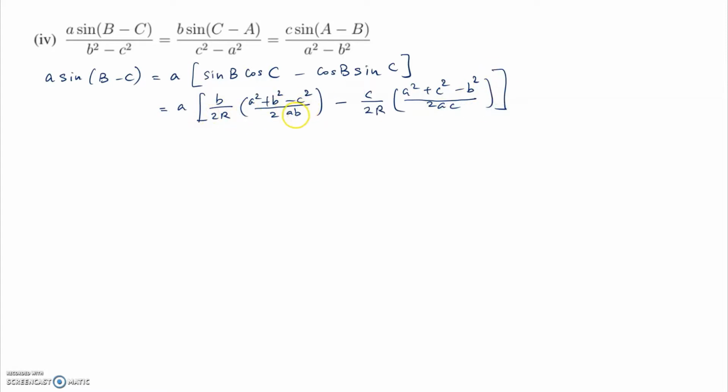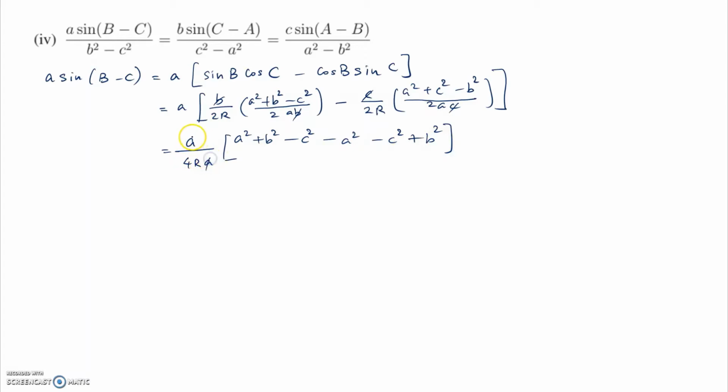Next, let us cancel the common terms. B and B is common, and here the C and C are common, and let us take the common terms out. So, we can take the 2R, and with this 2 it becomes A divided by 4R, and you have A here, taking the A also out. So, we are left within bracket A squared plus B squared minus C squared minus A squared minus C squared plus B squared.